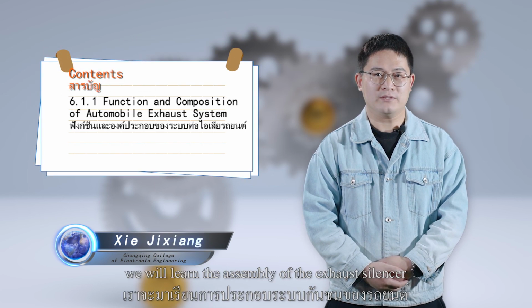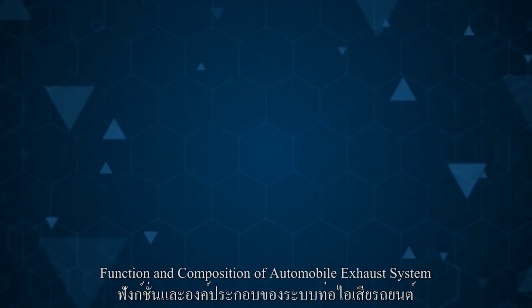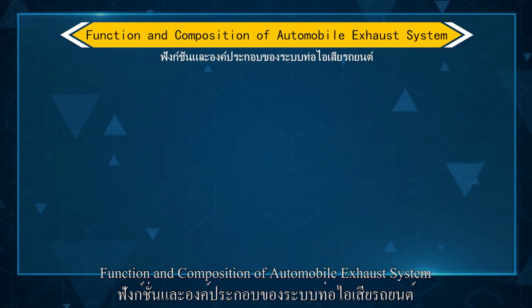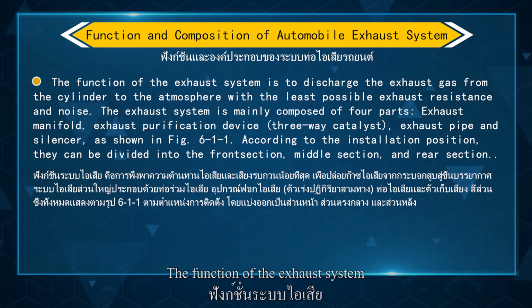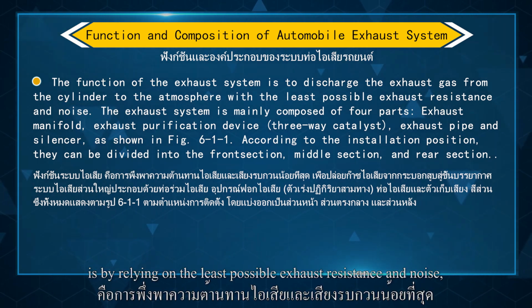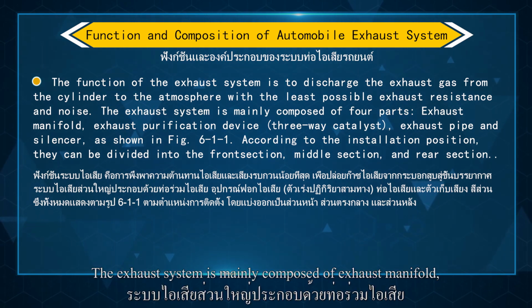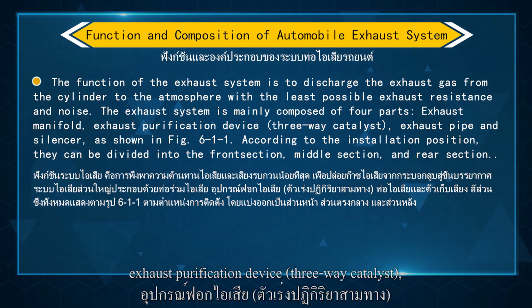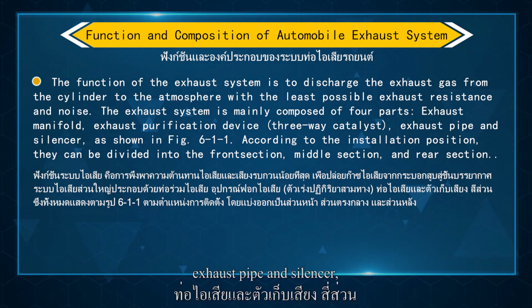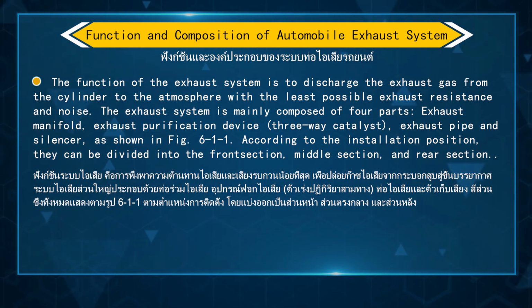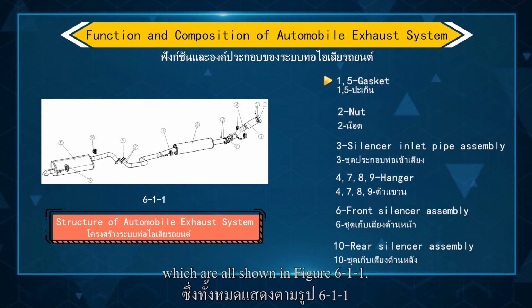Hello everyone, in this chapter we will learn the assembly of the exhaust silencer. Function and composition of the automobile exhaust system. The function of the exhaust system is, by relying on the least possible exhaust resistance and noise, to discharge the exhaust gas from the cylinder to the atmosphere. The exhaust system is mainly composed of the exhaust manifold, exhaust purification device, three-way catalyst, exhaust pipe, and silencer, which are all shown in figure 6.1.1.